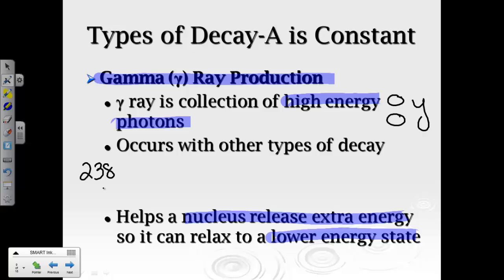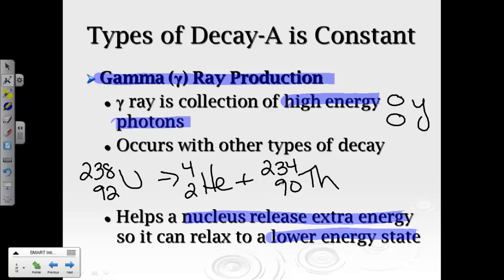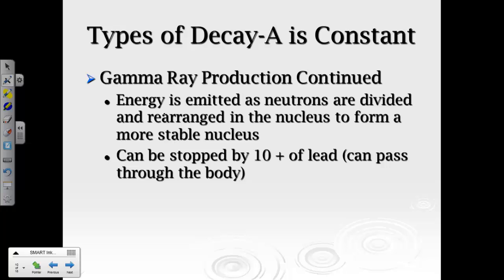So if we go back to our alpha particle production for uranium-238, where remember the alpha particle is a helium nucleus, we decayed it into thorium-234. If it said uranium-238 undergoes alpha particle production and gamma ray production, then what you would have to recognize is that you also have to include the gamma ray. Let me see if I can do a better gamma. That's a little better. But it's going to tell you that. It's not something that you just have to spontaneously remember. Now, the other thing with gamma rays is that, like we said, the energy is emitted as neutrons are divided and rearranged.